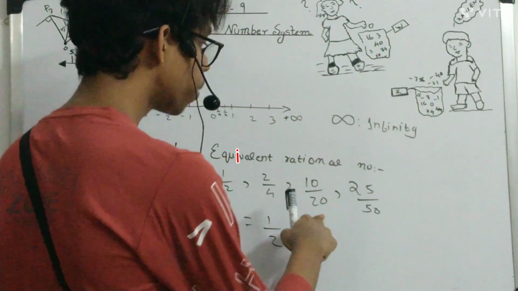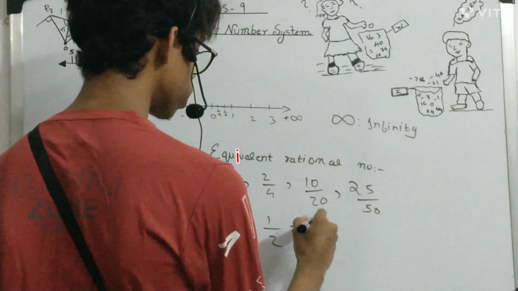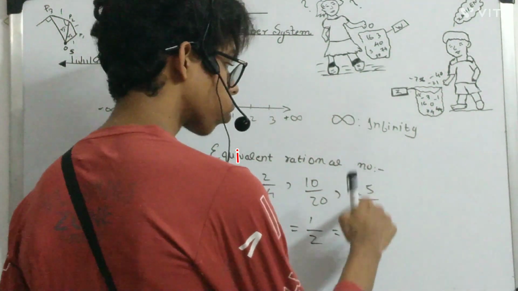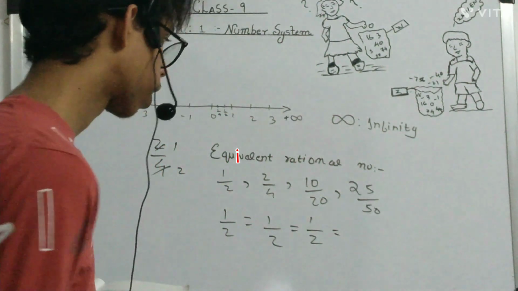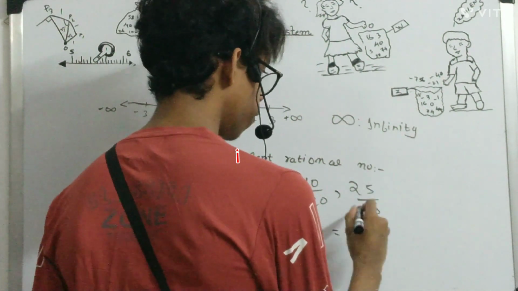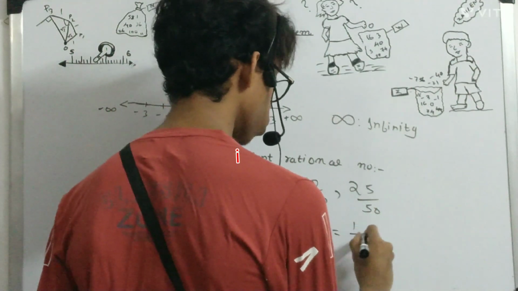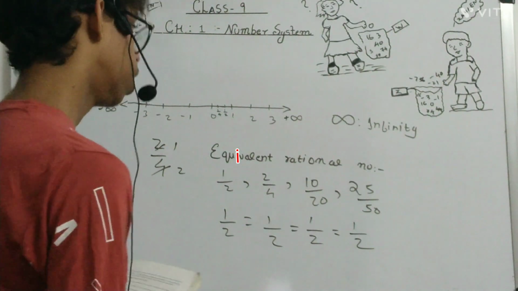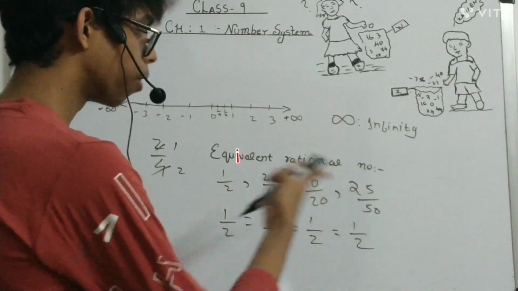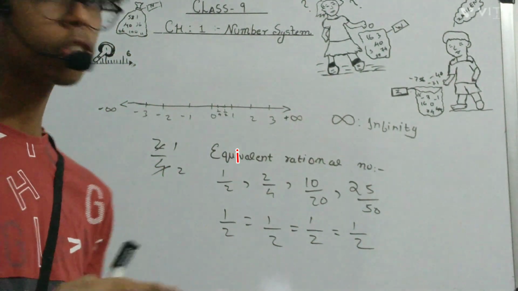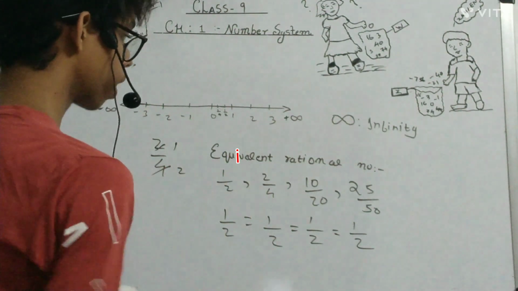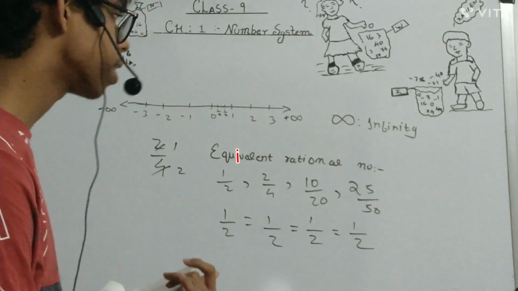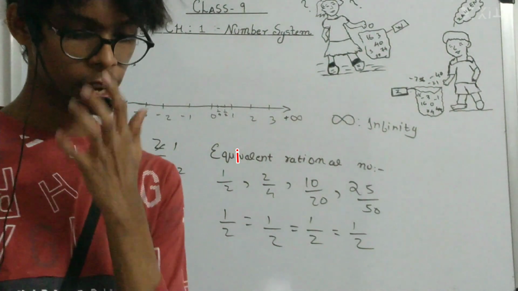Similarly here also, 10 by 20. If I cancel these two zeros, here also I will get 1 by 2. Similarly here also we know 25 times 2 is 50, so when we cancel it, here also we will get 1 by 2. So we got all these equal to each other. Such rational numbers, which we can cancel off and bring to the same thing which was given in the beginning, if everything becomes equal, we call them equivalent rational numbers.